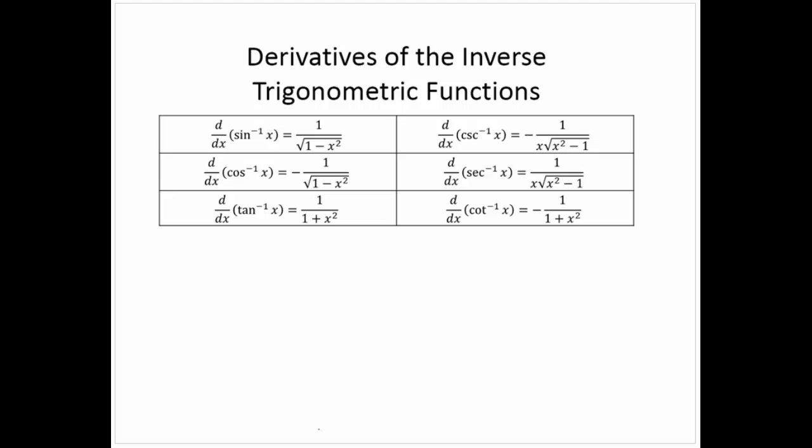For reference, here's a listing of the derivatives of the inverse trigonometric functions. You should memorize these three, the derivatives of the arcsine, the arccosine, and the arctangent. They're the ones that we use most often.